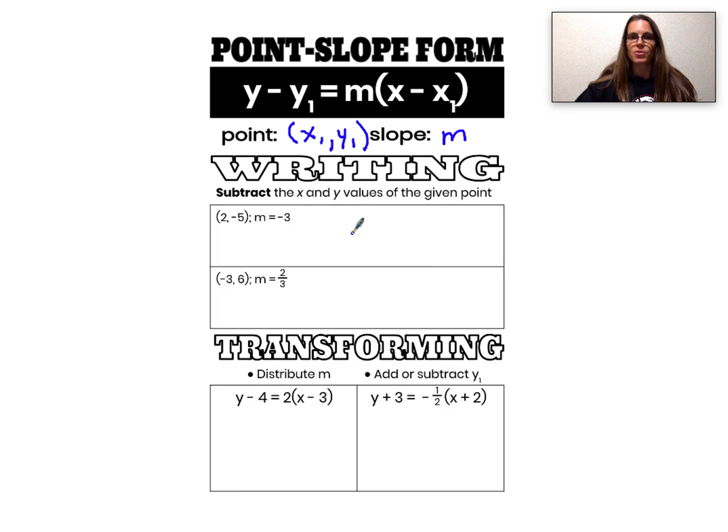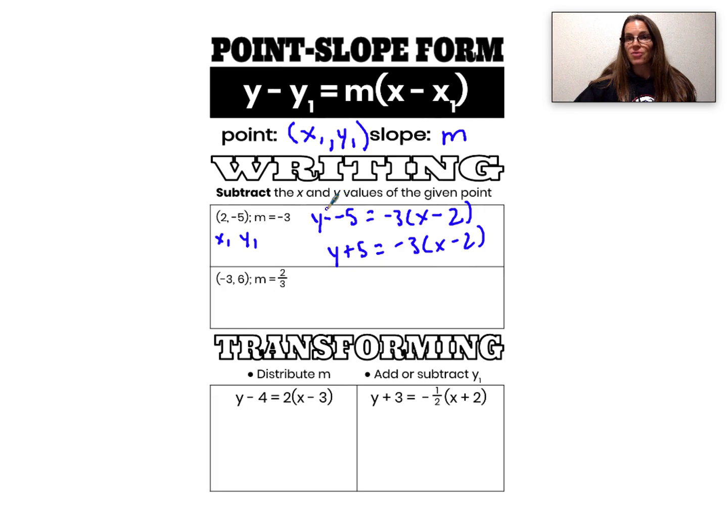When you're writing a point-slope form equation, you need to subtract the x and the y coordinates. In this first example, x1 is 2, and y1 is negative 5. I'm therefore going to plug 2 in for x1 and negative 5 in for y1. My equation is y minus negative 5 equals negative 3 times x minus 2. We need to rewrite minus and negative as plus because this is not very pretty. y minus negative 5, we rewrite as y plus 5 equals negative 3 times x minus 2.